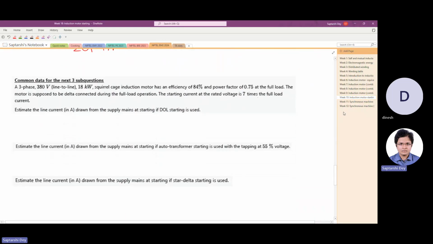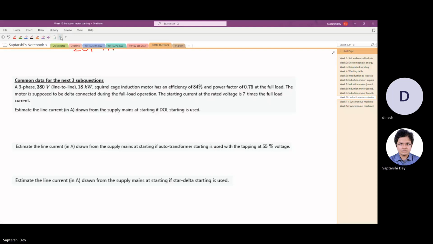So the next one is a three-phase 380 volt 18 kilowatt squirrel cage induction motor with efficiency 84%, power factor 0.75 at full load. The motor is supposed to be delta connected during the full load operation. The starting current at the rated voltage is 7 times the full load current. Estimate the line current in ampere drawn from the supply at starting if DOL is used.